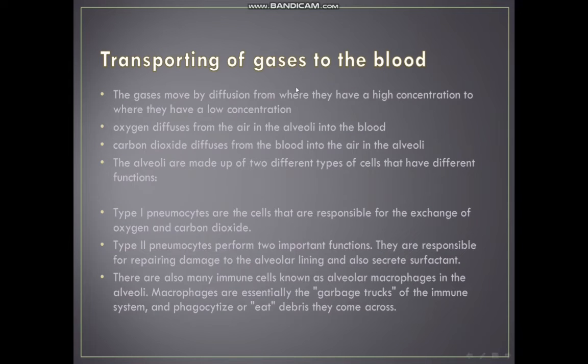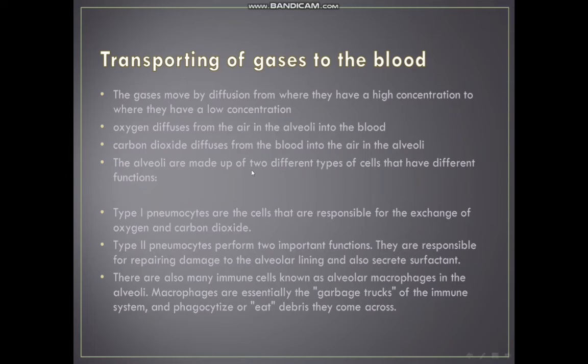Transporting of gases to the blood. The gases move by diffusion from where they have high concentration to low concentration. Oxygen diffuses from the air in the alveoli into the blood. Carbon dioxide diffuses from the blood into the air in the alveoli.